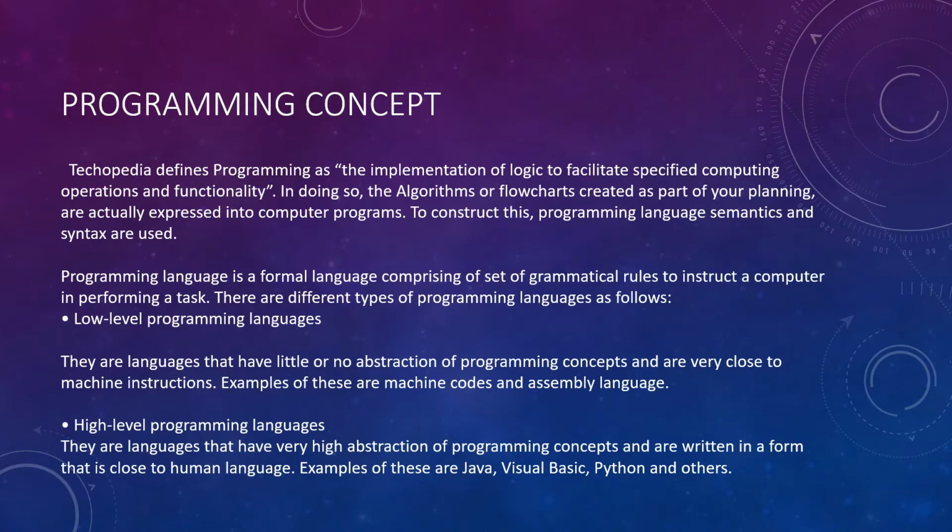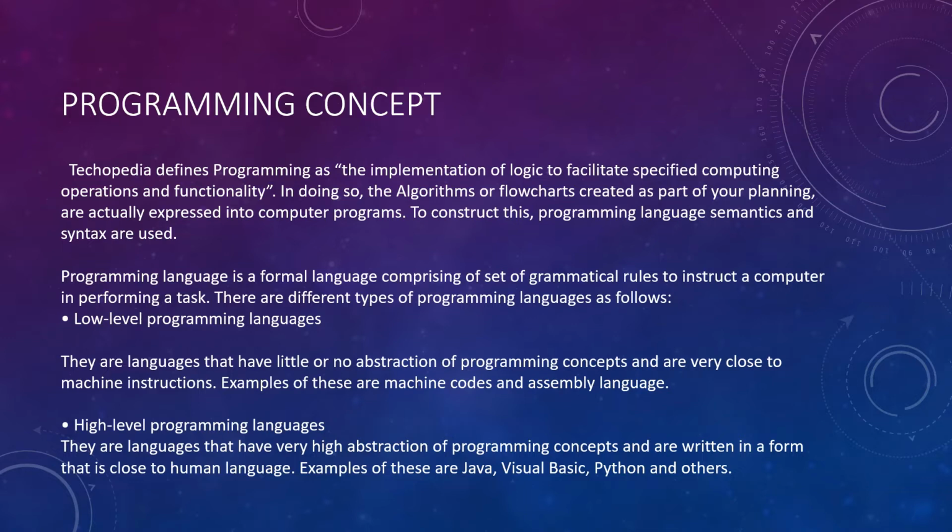Programming language is a formal language comprising a set of grammatical rules to instruct a computer in performing a task. There are different types of programming languages as follows. First is the low-level programming languages. They are the languages that have little or no abstraction of programming concepts and are very close to machine instructions. Examples of these are machine codes and assembly languages.